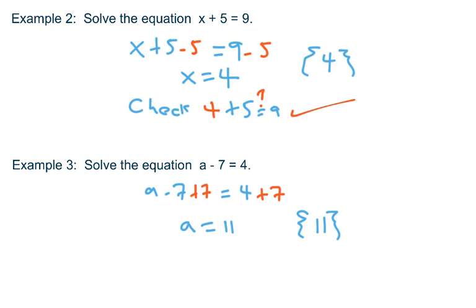Notice that what we are doing is we're basically doing opposite operations. When I had x plus 5 equal 9, I got rid of the 5 by subtracting. Subtracting is the opposite of adding. When I had A minus 7 equal 4, to get rid of the minus 7, I added. The opposite of subtracting is adding. So I use an opposite operation.